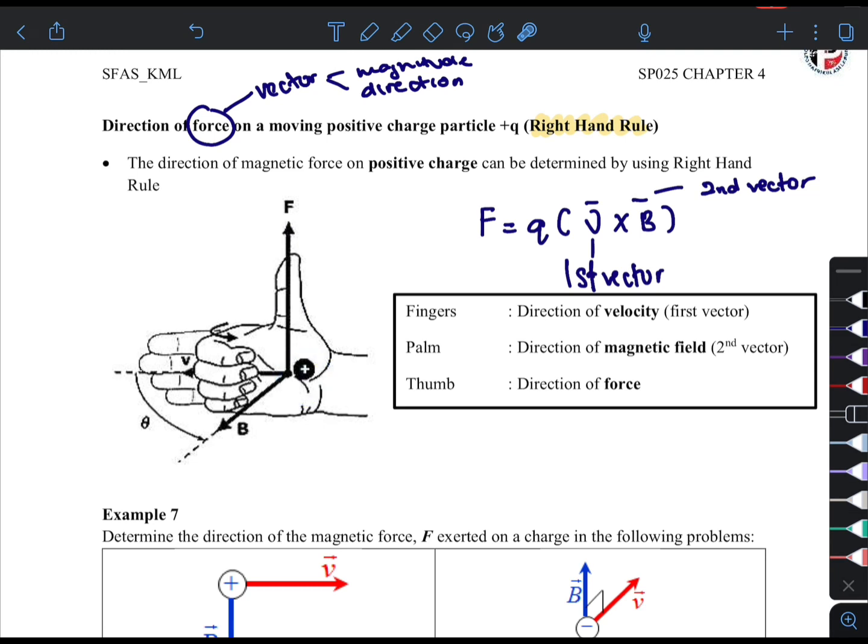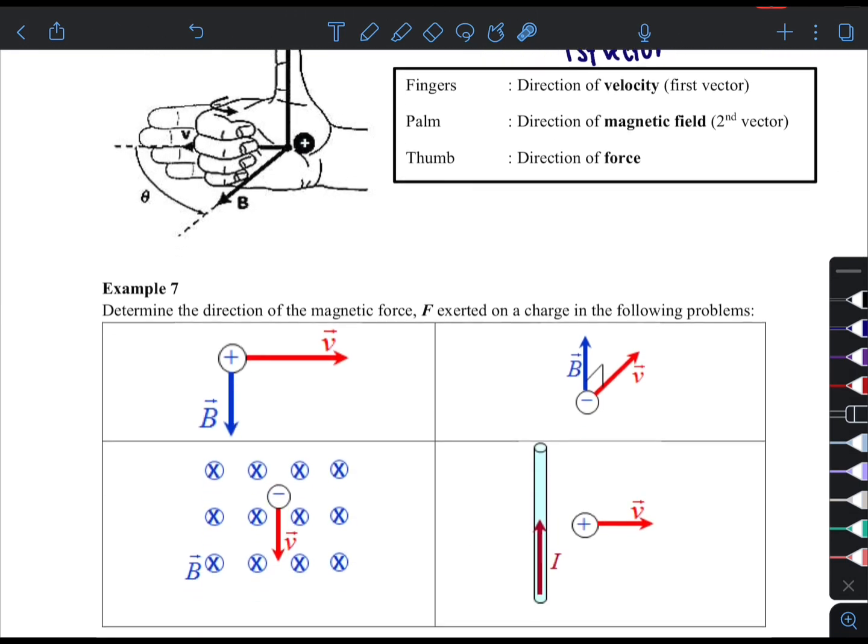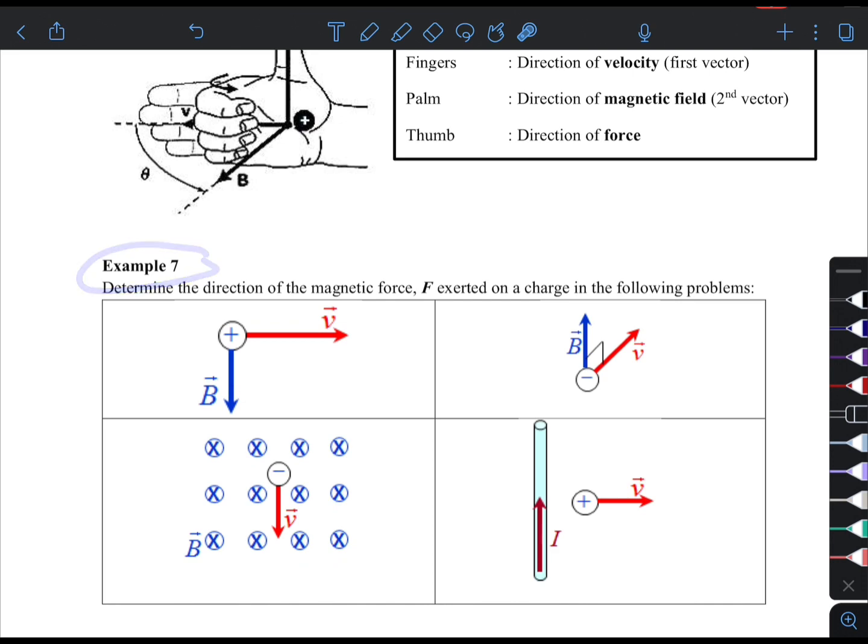Kalaulah it is a negative charge, you still use the right hand palm rule. Cuma direction yang kita dapat, contoh you get upwards, tapi disebabkan dia adalah negative charge, the actual direction of force akan jadi opposite to whatever you got, iaitu downwards. Kalau awak dapat ke kiri, direction yang sepatutnya untuk negative charge akan jadi ke kanan. Kita flip sahaja for negative charge. Okay, sekarang saya akan ajar how to deduce the direction using your right hand palm rule for the example here. Example 7 here.